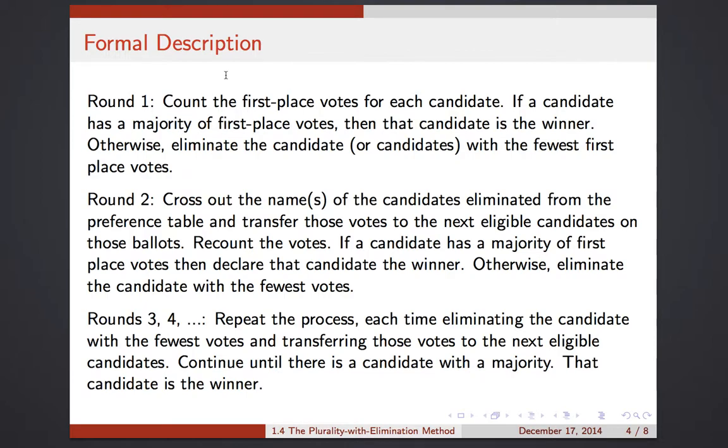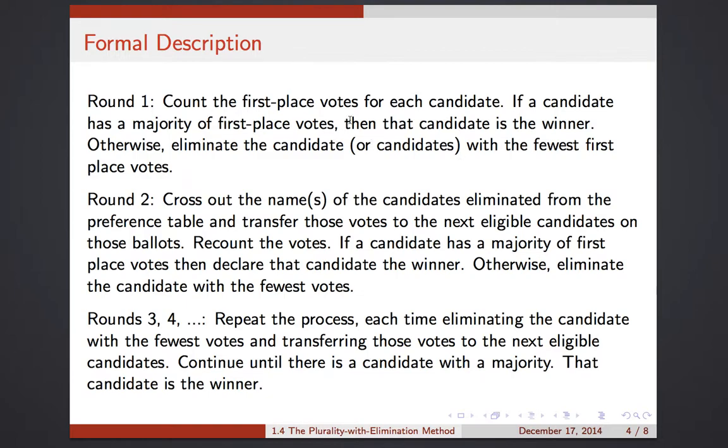You start by counting the first place votes for each candidate. If a candidate has a majority of first place votes, in other words more than 50%, if he has 51% or more, that candidate is the winner. So done. If you have a candidate who already has a majority of first place votes, the method doesn't do much. It just declares that person the winner, just like plurality would, just like would normally happen in our current political system.